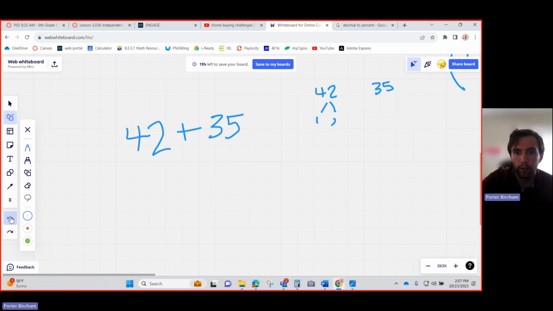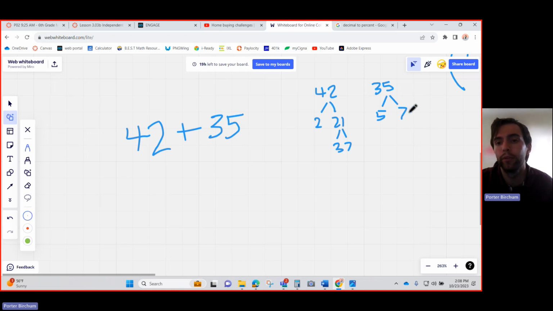So what is another pair of numbers that multiply to get 42? Nice. 2 times 21. 21 is not a prime number yet. We've got to keep going all the way down to prime numbers. So what are 2 numbers that multiply to get 21? Nice. 3 and 7. Now we have only prime numbers. What are 2 numbers that multiply to get 35? Nice. 5 and 7. And both of those are prime. So we stop there. Tiny tree.